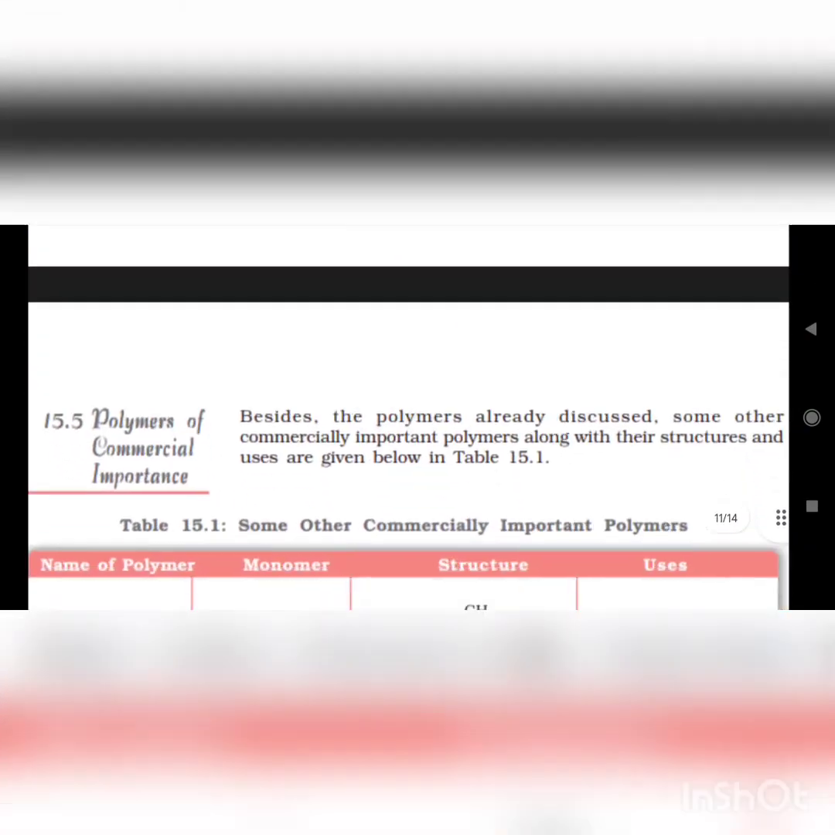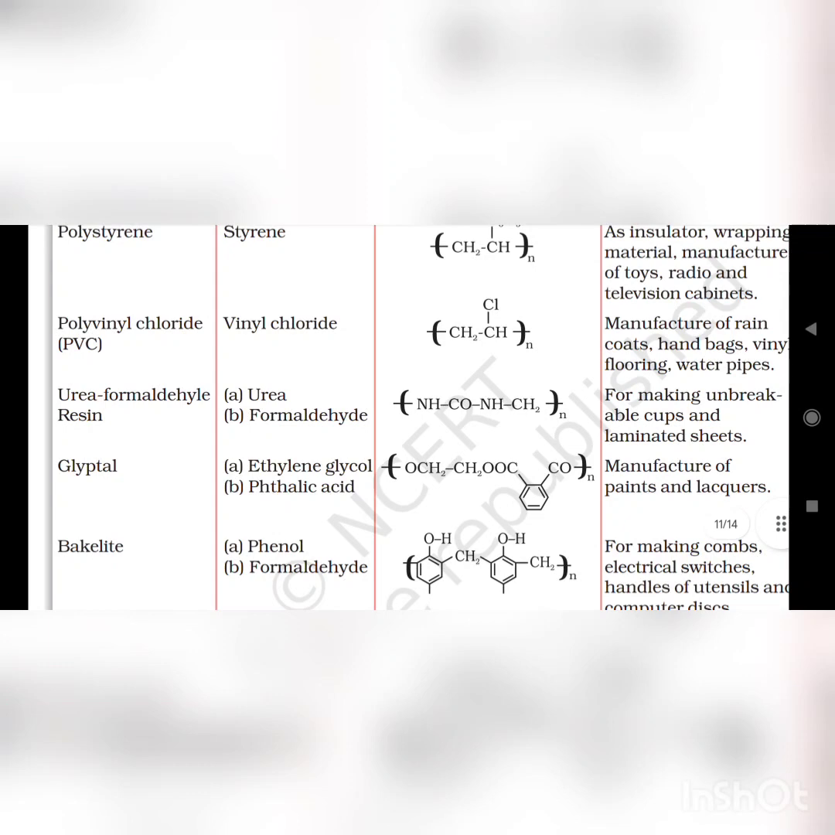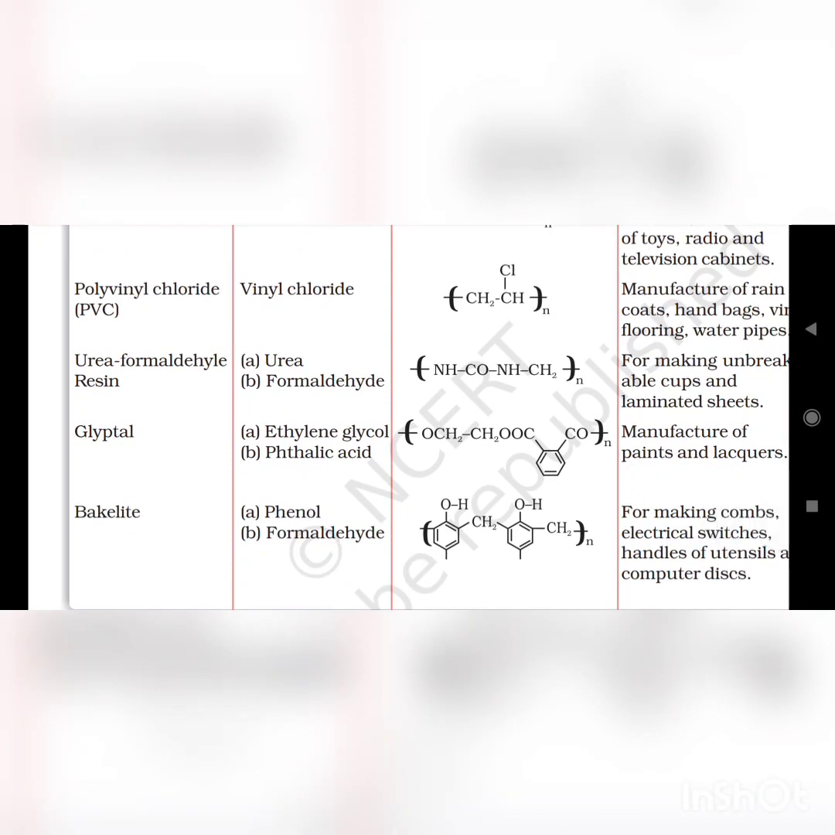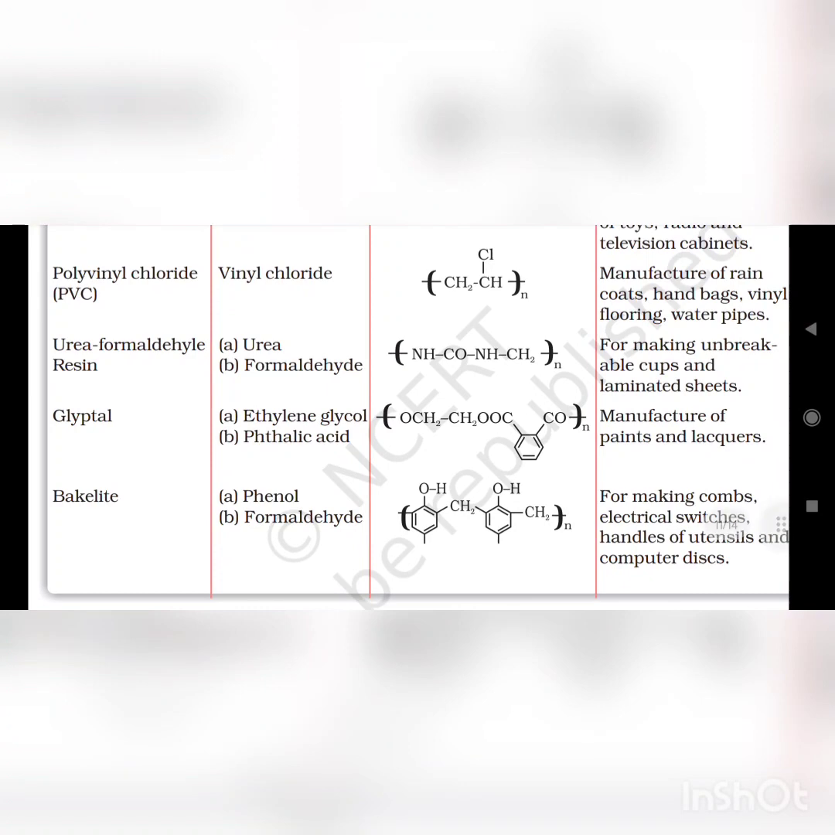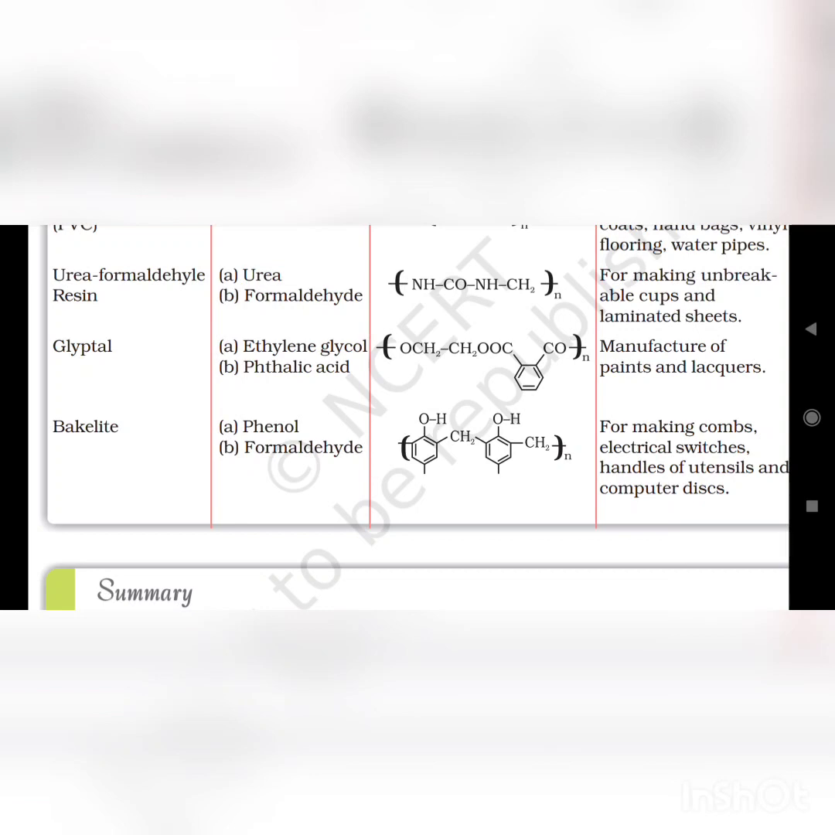PVC, from vinyl chloride. Manufacture of raincoats, handbags, vinyl flooring, water pipes. Urea and formaldehyde, for making unbreakable cups and laminated sheets. Glyptal, from ethylene glycol and phthalic acid, manufacture of paints and lacquers. Bakelite, from phenol and formaldehyde, for making combs, electric switches, handles of utensils and computer disks.